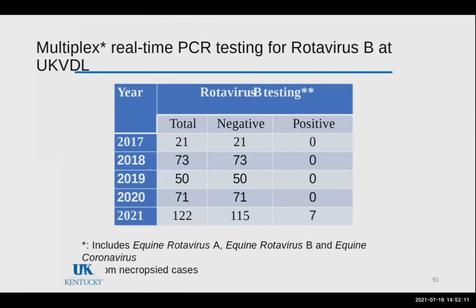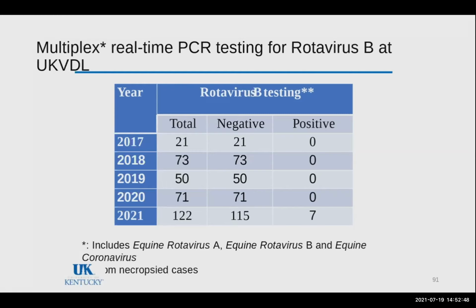And this picture is now showing a multiplex real-time PCR test for rotavirus B at the diagnostic lab. So again, this test was developed very recently, just a couple of months ago. At the bottom, you see 2021 results. We tested 122 necropsy cases, and we got 115 negative and 7 positive cases. So in our lab, we have archived samples.